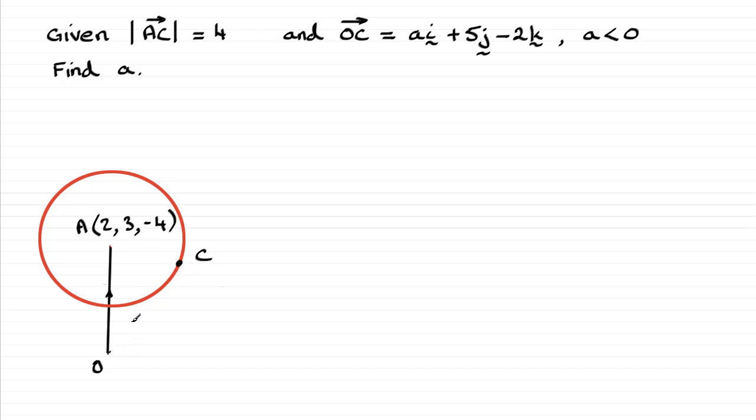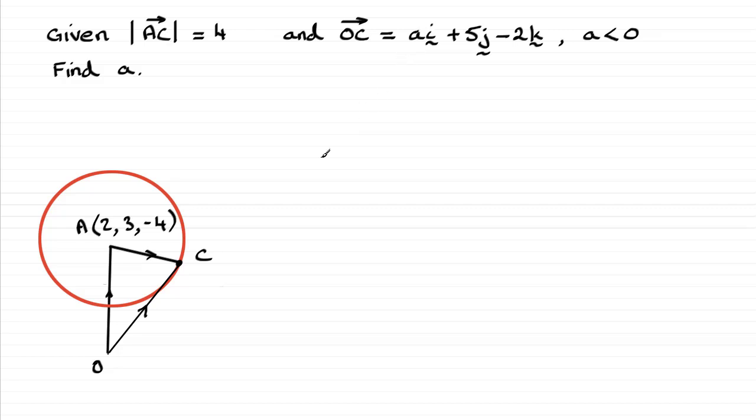So this is the position vector of C, OC, and we know that AC is 4 units. So what I'm going to do is work out the vector AC, and then I'm going to use this result, by using Pythagoras' theorem, and form an equation that equals 4, and I should be able to solve that and work out what the value of a is.